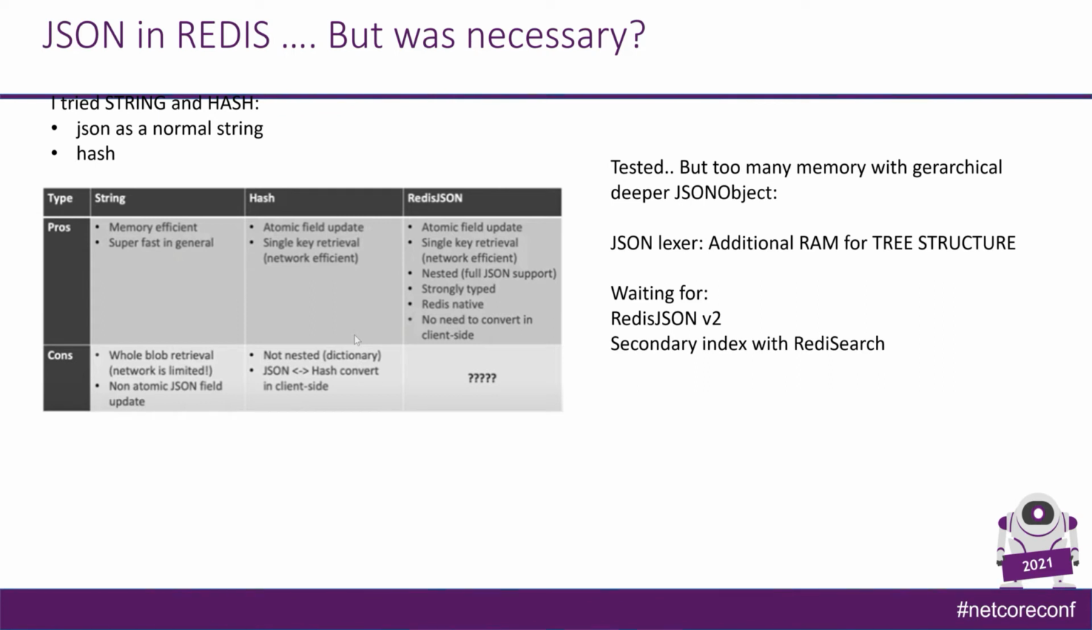Was it necessary? Yes, absolutely, because there was the necessity to have atomic field update, okay, or single key retrieval. You can have these kinds of features within the hash type, but you cannot nest attributes, and so you cannot build up hierarchies. And so it is very, very useful to deal with Redis JSON.